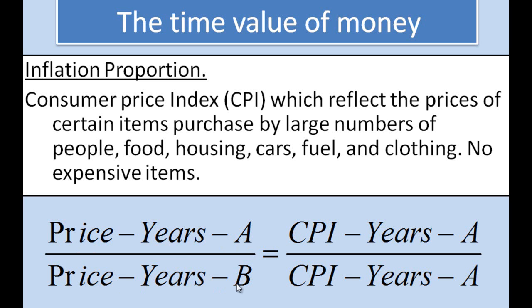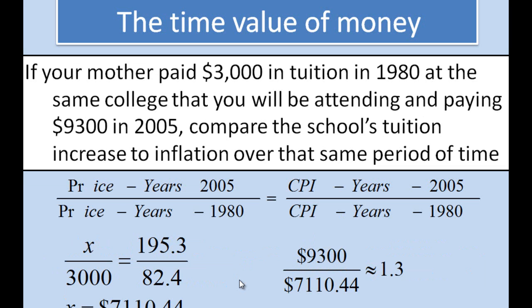Okay. Suppose one example to understand the application of the CPI. This example says: if your mother paid $3,000 in tuition in 1980 at the same college that you are attending and paying $9,300 in 2005, compare the school tuition increase to inflation over the same period of time.